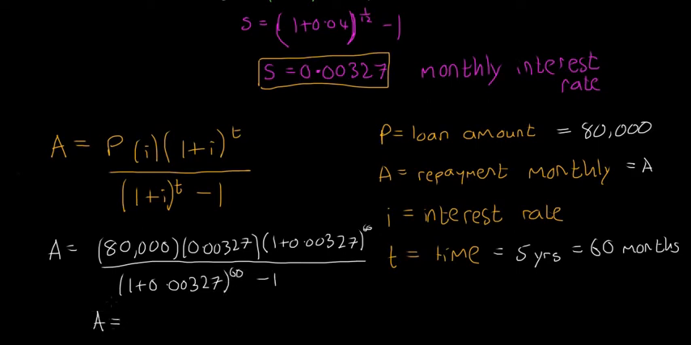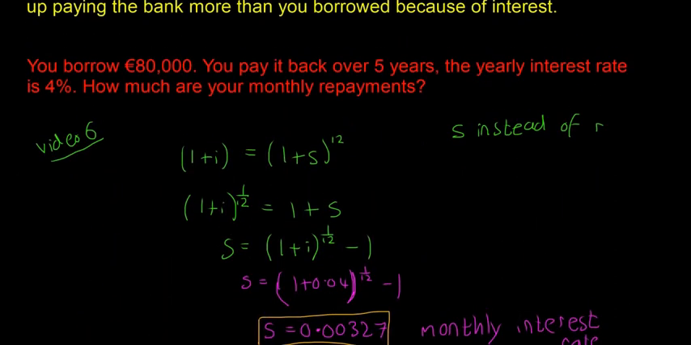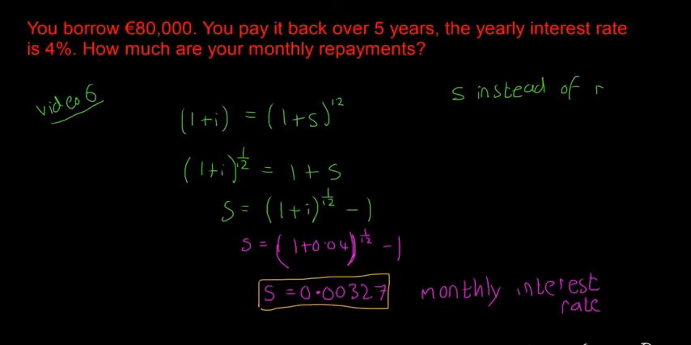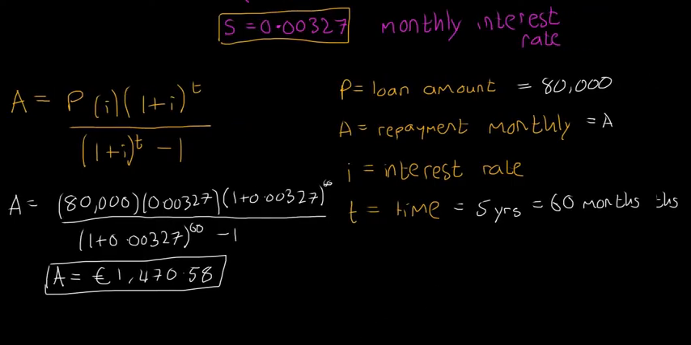We're going to find that our amount A for our monthly repayment is going to be 1,470.58 euro. Okay, so that's how much that we need to pay back every single month if we borrow 80,000 euro and we have to pay it back over 4 years with this interest rate. Okay, so hopefully that method makes sense. It's just a formula, you need to stick it in. And now we're going to go and do the sequences and series method.